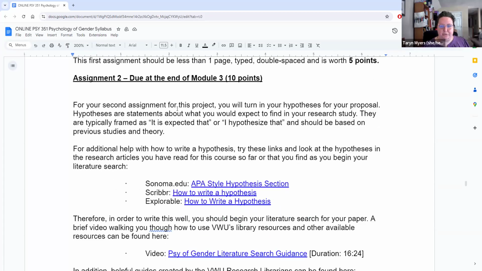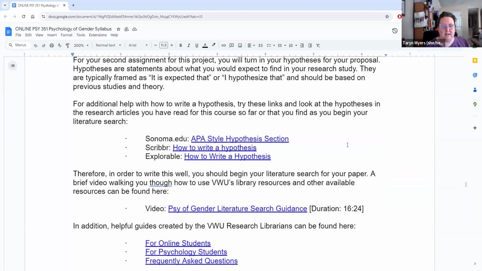Then at the end of module 3, you're going to start thinking about how can I do a research study about this? And we're talking about an experiment or a correlational study where you're going to give people questionnaires, and then you're going to write hypotheses of what you might expect to find. And they've got some great links about how to write those.